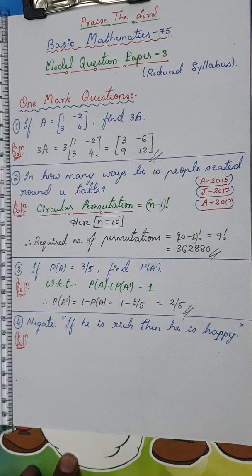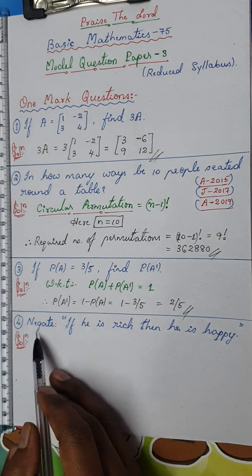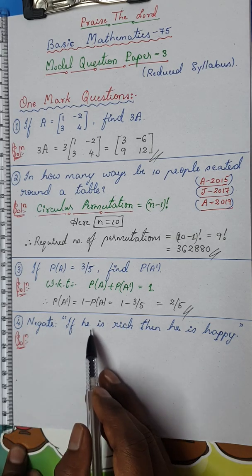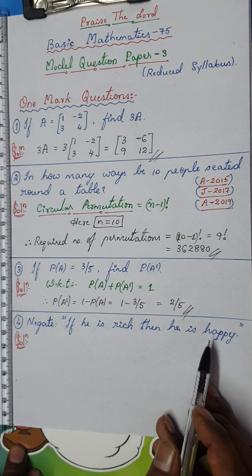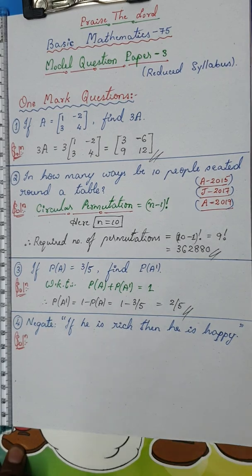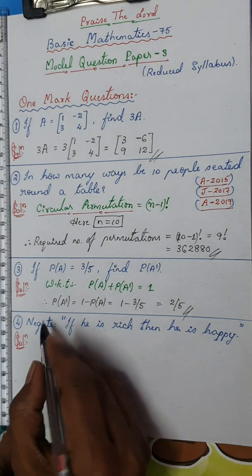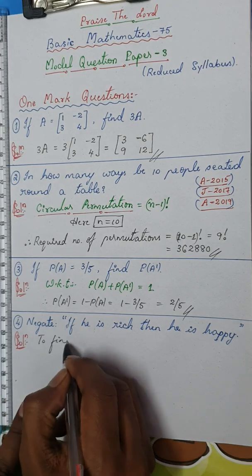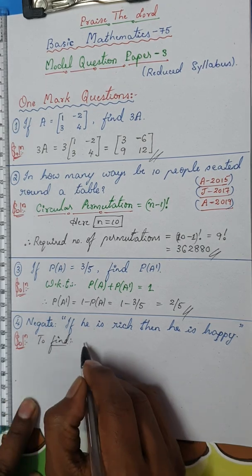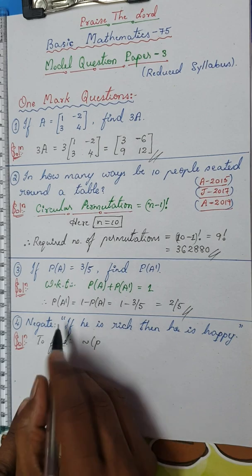So moving on to question number 4. The question is a straightforward one. Negate: if he is rich, then he is happy. Okay, so what you have to find, remember this, is the negation of what statement is this?